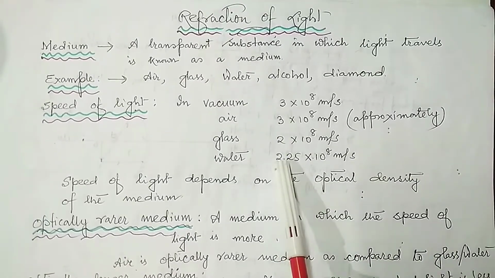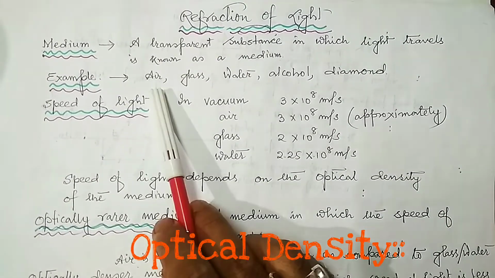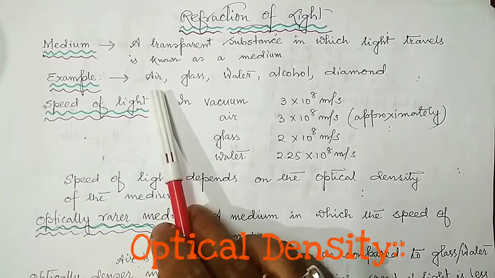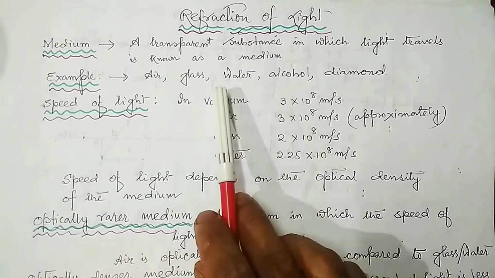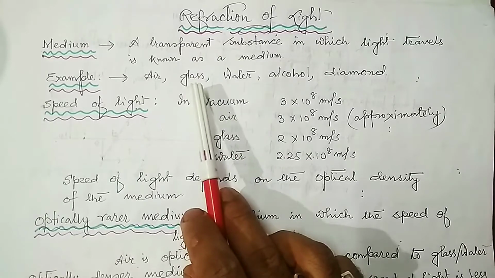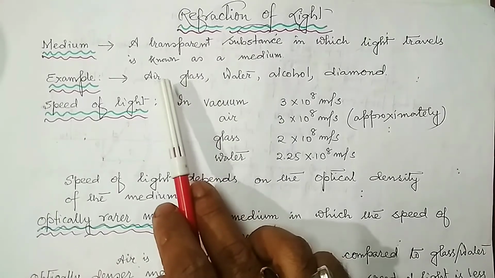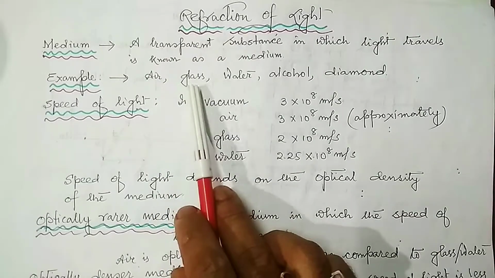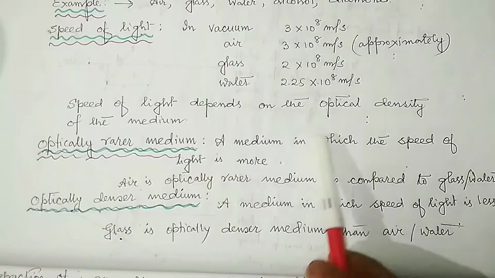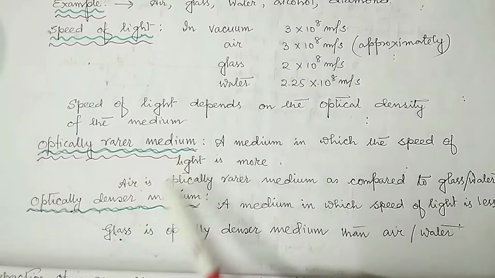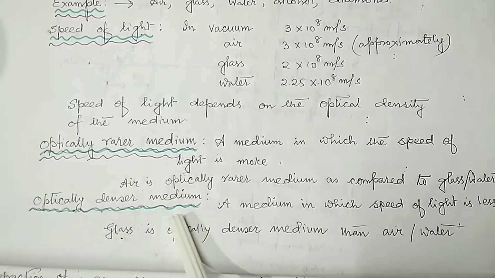And why is it so? The speed of light depends on the optical density of the medium. Optical density is different from normal density. It is different for different media, and the optical density of a medium is calculated in terms of the speed of light. If we compare the speed of light between air and glass or glass and water, then only we can get an idea about optical density. Now, in case of optical density, we can use two terms here. One is called optically rarer medium, another is optically denser medium.